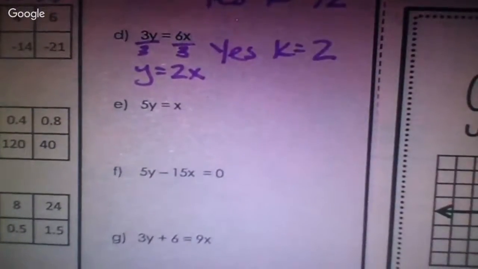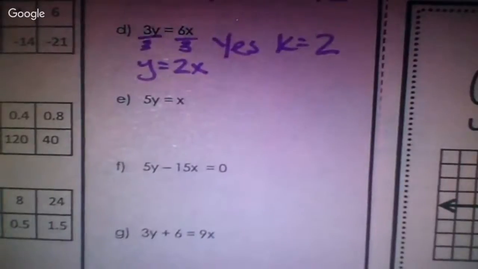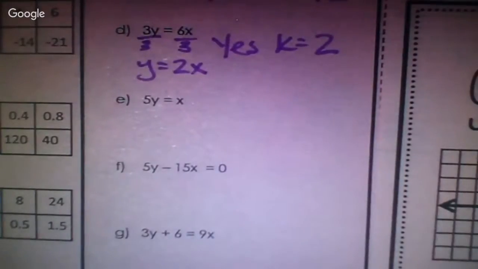Do the same thing for E. I just divide by 5. Right. Yes, Alfredo, you were absolutely correct. Okay, so E is 5Y equals X. Again, though, before I can do anything, it has to be Y equals.